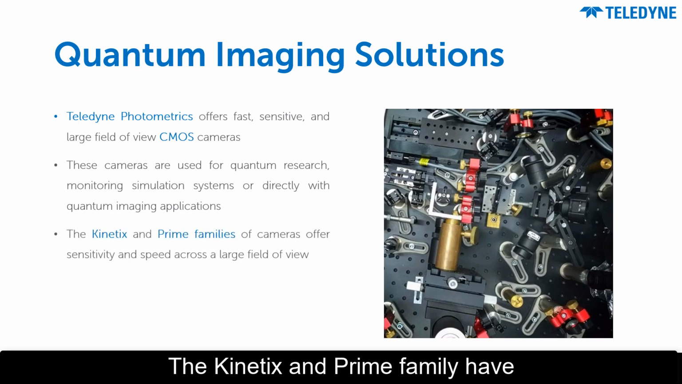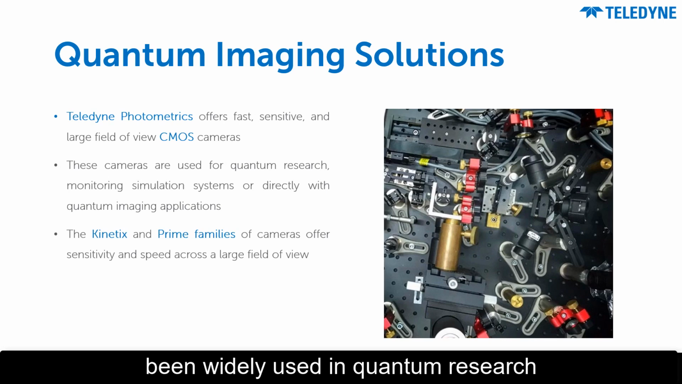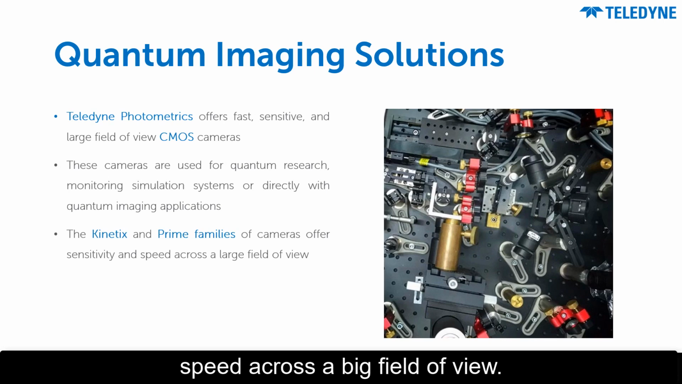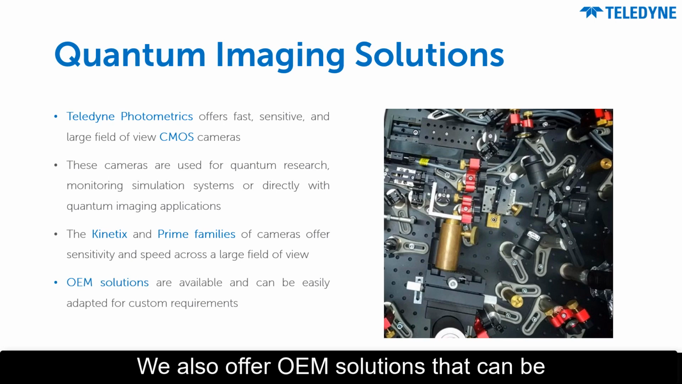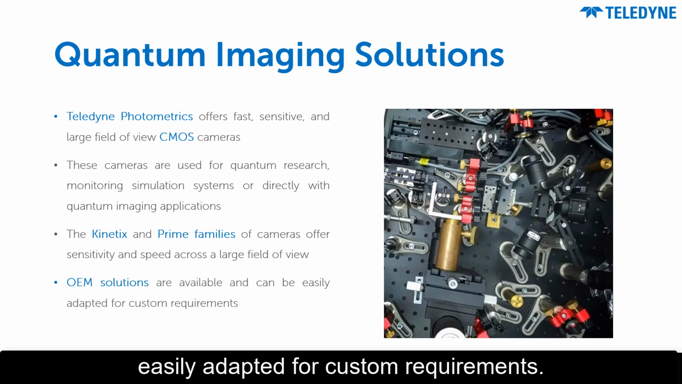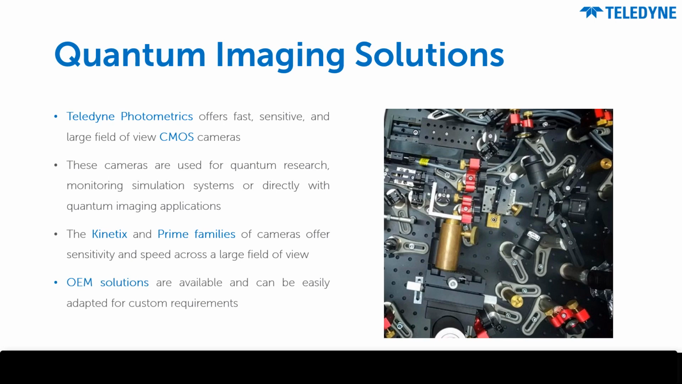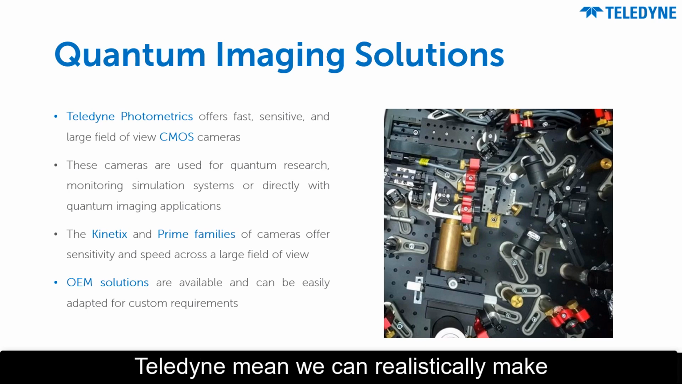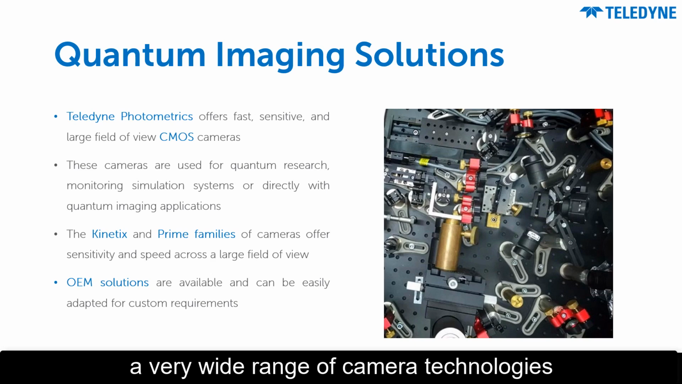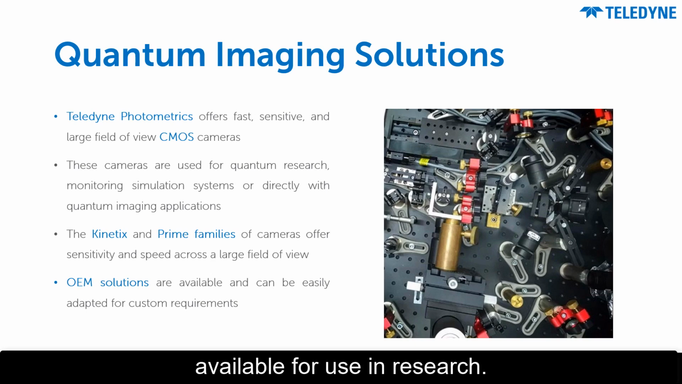The Kinetics and Prime family have been widely used in quantum research because of their sensitivity and speed across a big field of view. We also offer OEM solutions that can be easily adapted for custom requirements. If there isn't something that we currently offer, the capabilities at Teledyne mean we can realistically make a very wide range of camera technologies available for use in research.